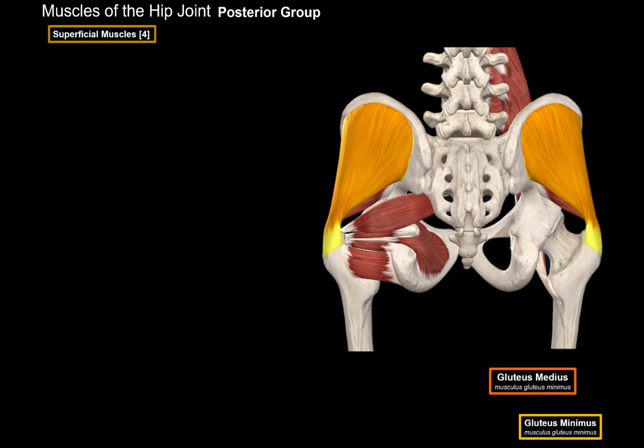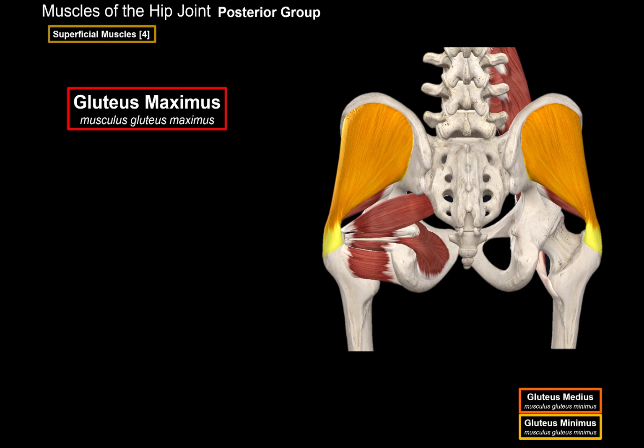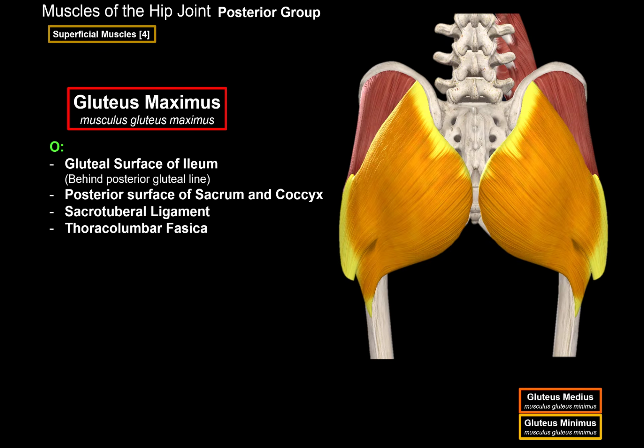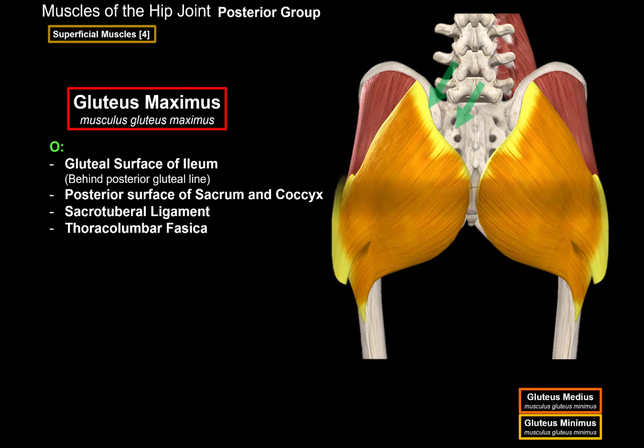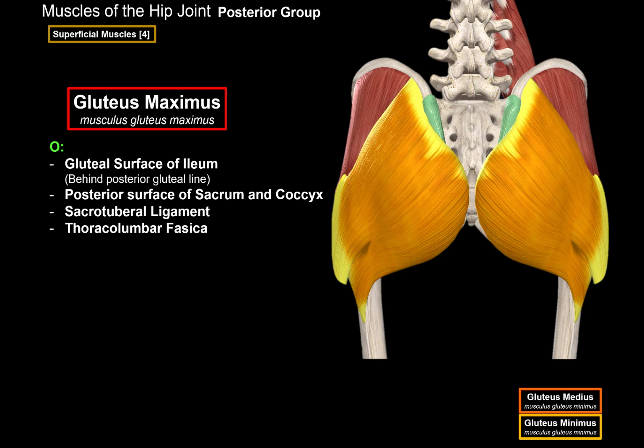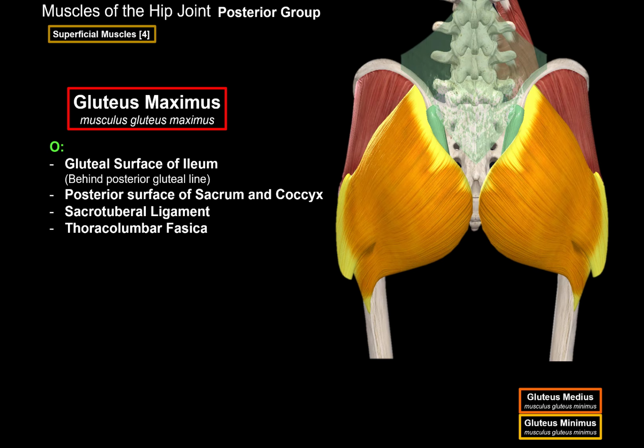Now, let's talk about the big guy, the actual muscle forming the majority of our butts. It's the Gluteus Maximus. This muscle is going to originate from several areas. It originates from the gluteal surface of the ilium behind the posterior gluteal line, and the posterior surface of the sacrum and the coccygeal bone. It also originates from the sacrotuberal ligament, which is this one highlighted in green, and the thoracolumbar fascia, which is the fascia covering the lumbar region, as you see here.